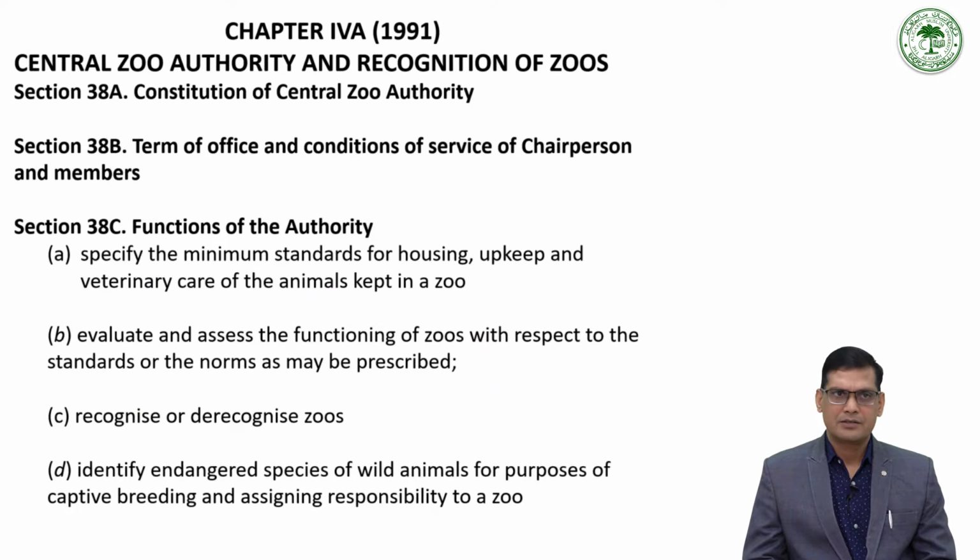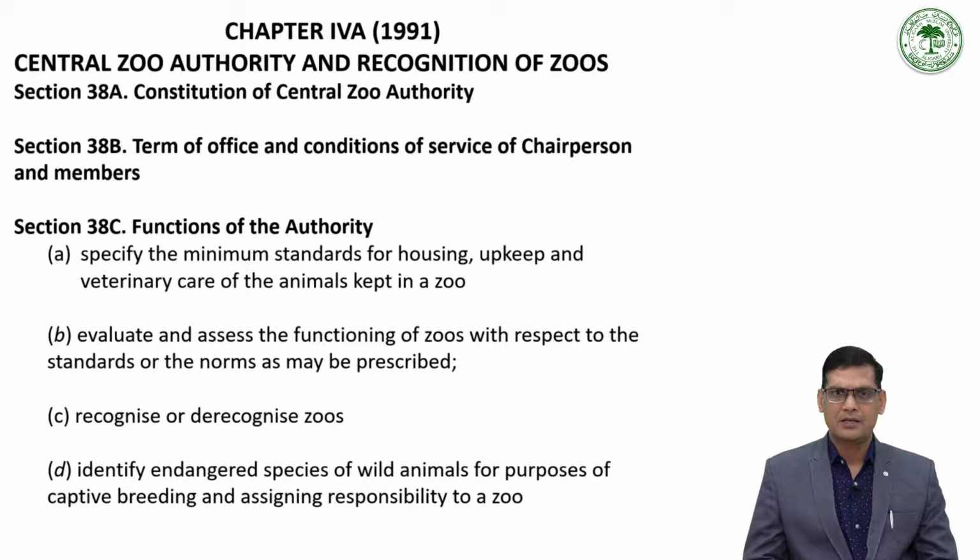We already discussed chapter 4 and now I am starting with chapter 4A. This chapter 4A was inserted in the Act through the amendment in 1991 and deals with constitution of the Central Zoo Authority, its members, its functions, procedure and recognition of zoos, acquisition of animals by a zoo, and prohibition of teasing and exploitation of the animals in the zoo.